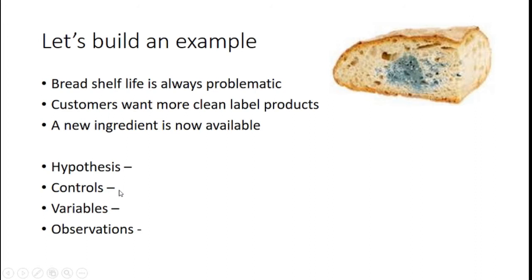Then let's remind ourselves what would be relevant controls. In the case of bread, we may very well want to have bread with no added antimicrobial treatment. So just a negative control bread. Then we may want to put bread with the historical positive control, bread with calcium propionate. Then bread with our new treatment, so the new ingredient.